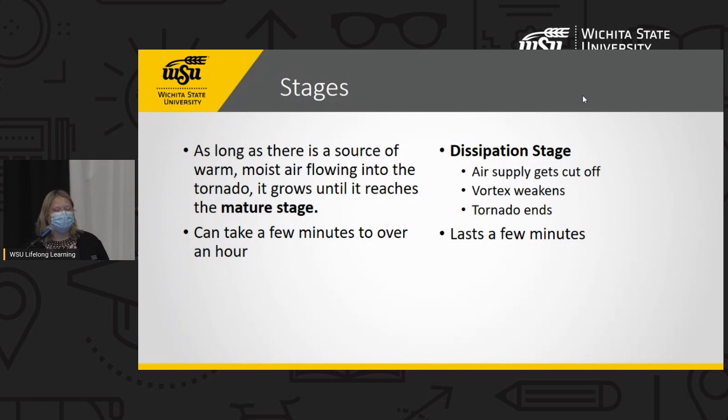Then once it reaches the mature stage, it'll go into the dissipation stage. And that's when that air supply gets cut off. The vortex, the spinning and the power of it, starts to decrease. And then eventually the tornado ends. And this stage only lasts a few minutes.